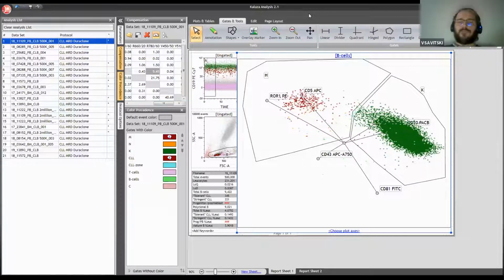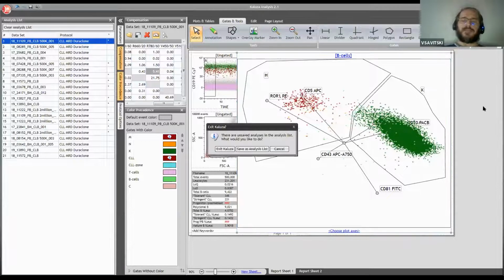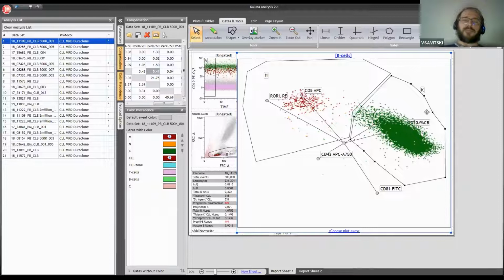That's about it. We have some discussion about ROR1. Can you share your experience about these markers, not only for MRD testing, but on primary immunophenotyping before treatment? What do you think about this marker? Do you use ROR1 for MRD testing only, or for primary immunophenotyping too, before treatment?